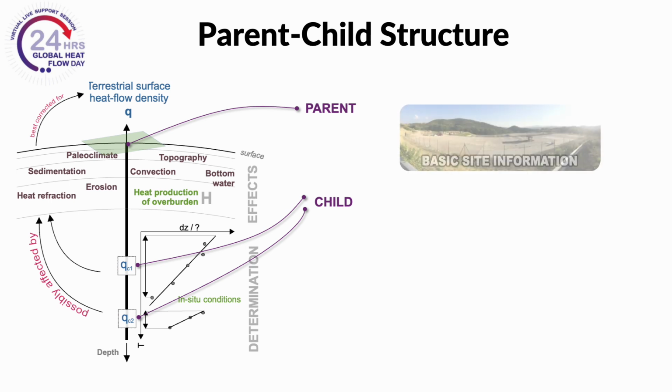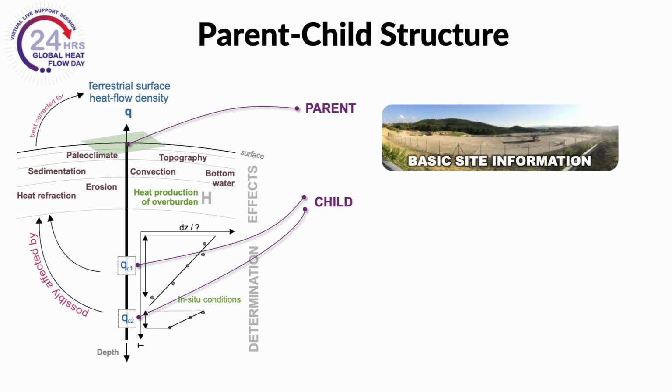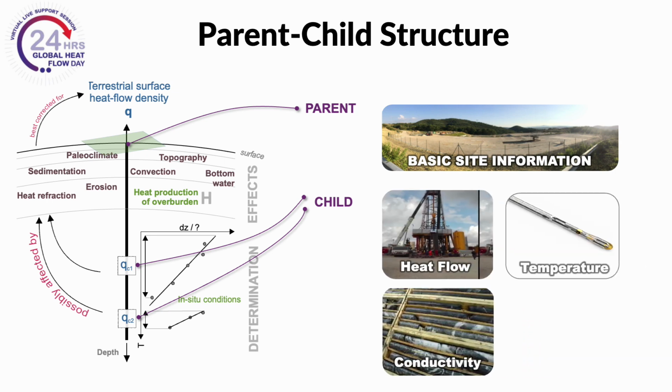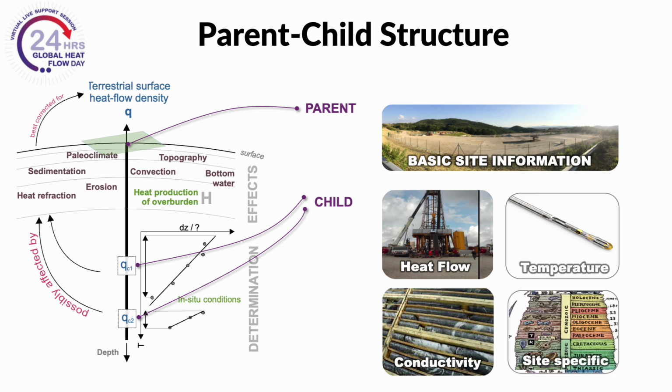Basic information about the site is included in the metadata at the parent level of each record. For each child entry, you have heat flow, which is calculated from temperature and conductivity, and there are other data and metadata which are related to site-specific conditions. We will learn more about each of these in the subsequent slides.